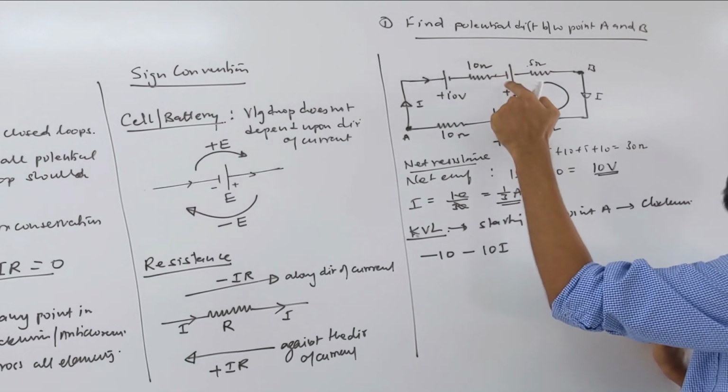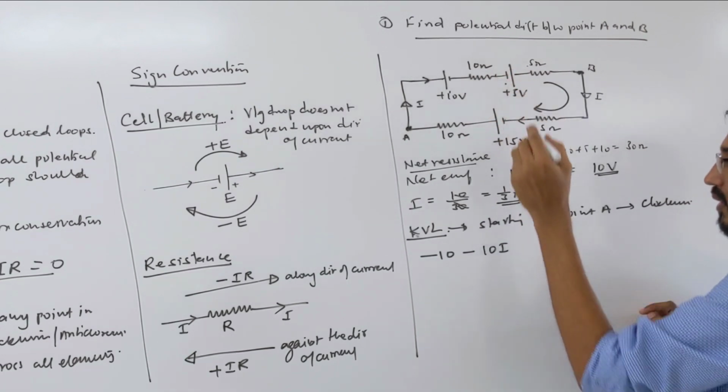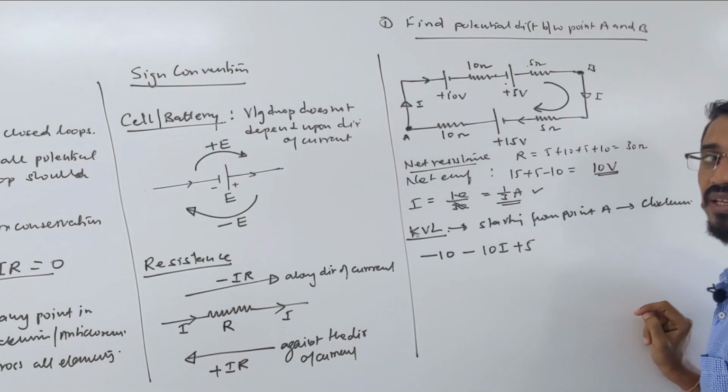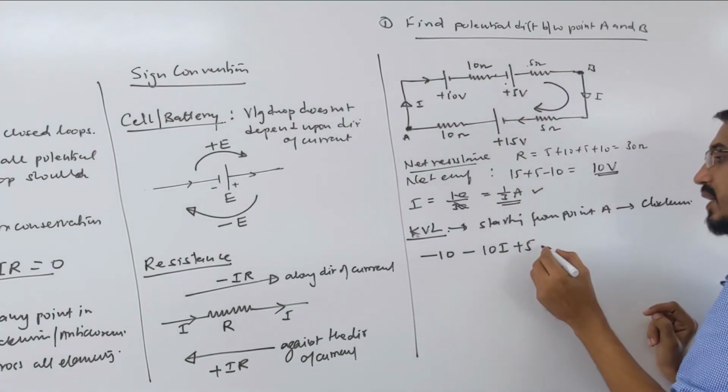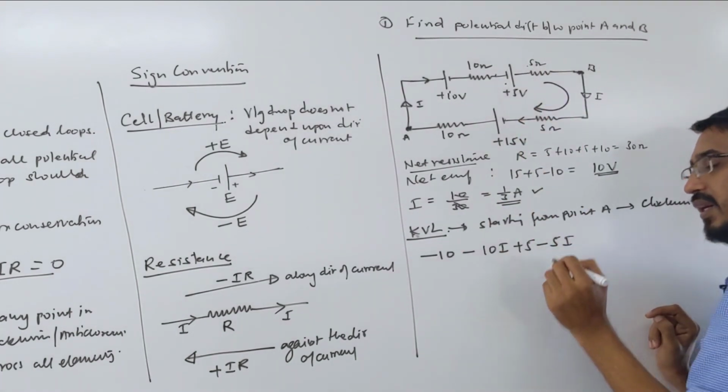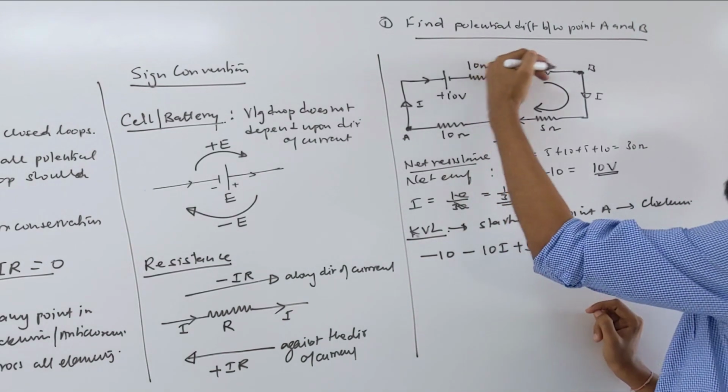Then we got this battery, jumping from negative to what? Positive terminal, so plus 5 volt. Negative to positive. Then we got this resistance, again voltage drop is minus 5 into R, I into R, right? We are going in the direction of the current.